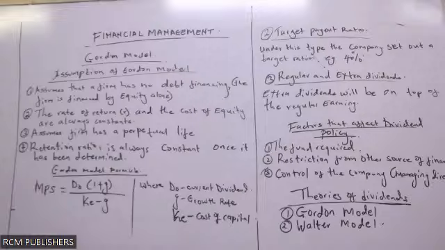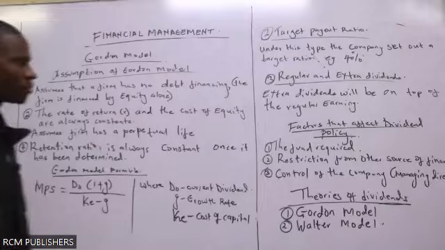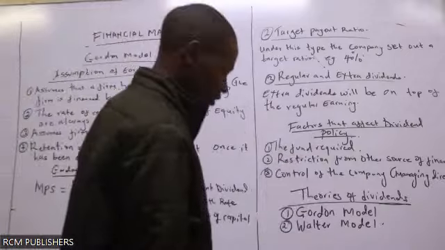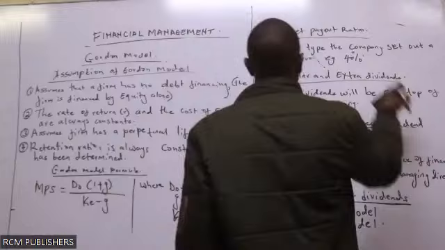So I think we need to write the assumptions of the Walter model, then we go direct to an illustration so that we finish up the whole of it.